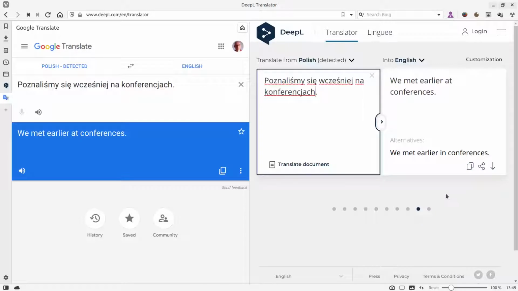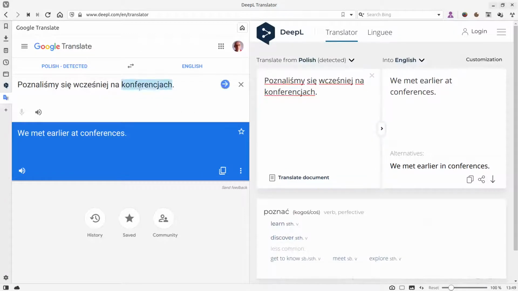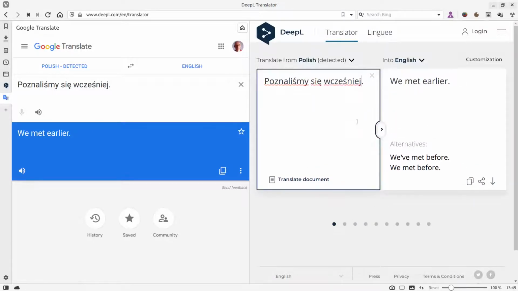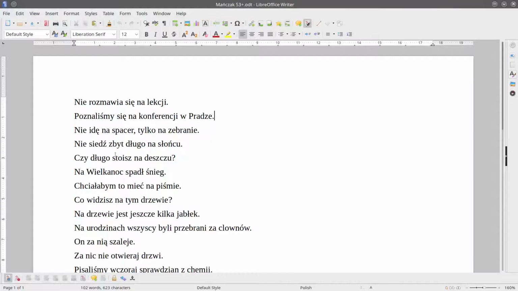Right, so I'm trying to force these translators to use present perfect. Well, DeepL gives those alternatives here. We've met before. Let's move on.